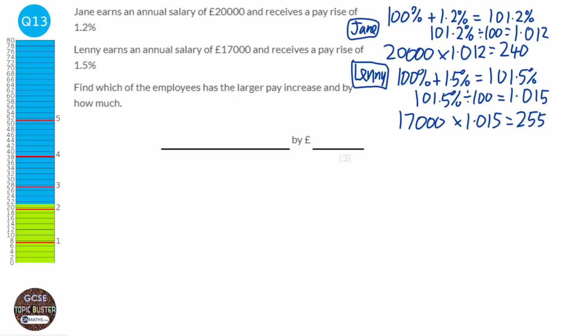So it says which of the employees has a larger pay increase and by how much. So the answer will be Lenny, and it's by £15 because that's the difference between these.